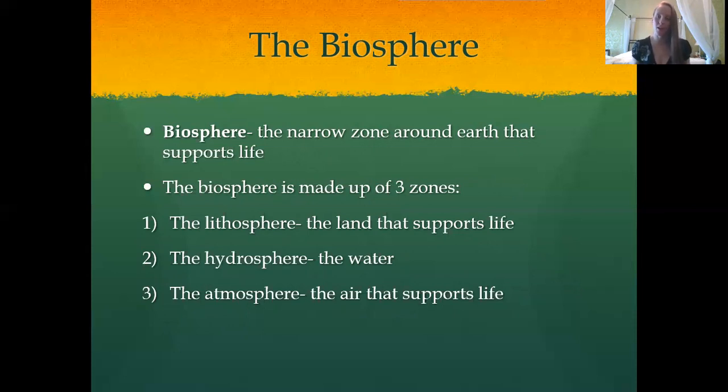So the biosphere is the narrow zone around the Earth that supports life. So kind of anywhere on Earth or in Earth's atmosphere where living things are found. There are three different zones of the biosphere. There is the lithosphere, which is all of the land on Earth that supports life, the hydrosphere, which is the water here on Earth, and then the atmosphere is all of the air that is surrounding Earth that supports life.